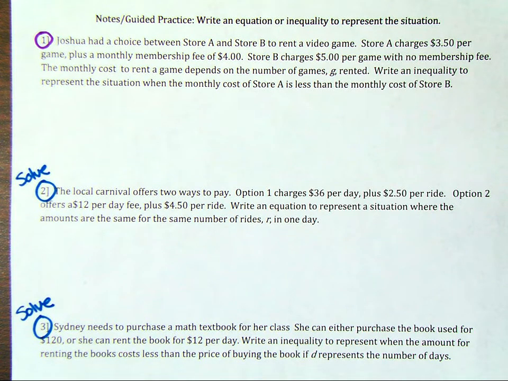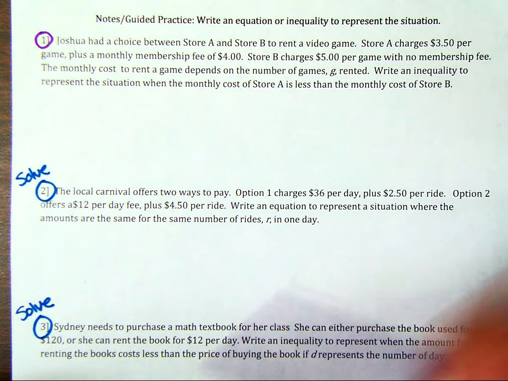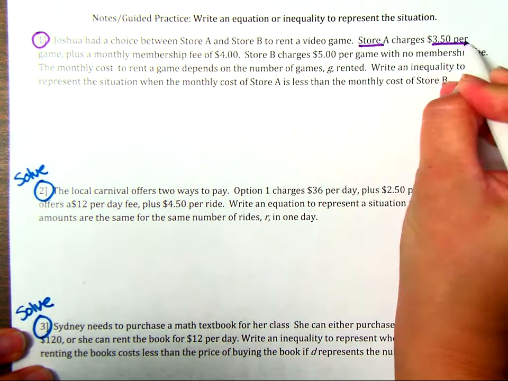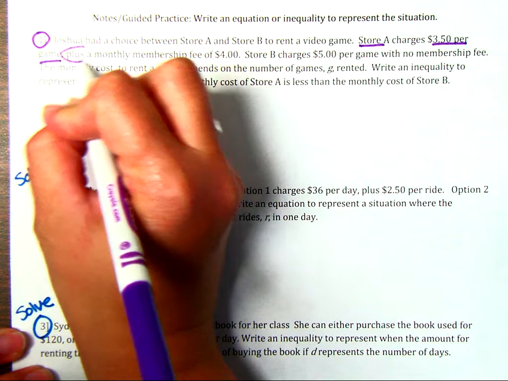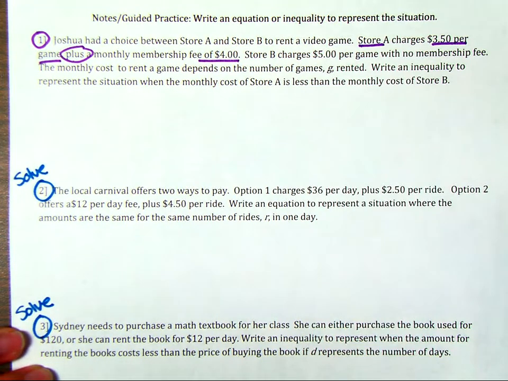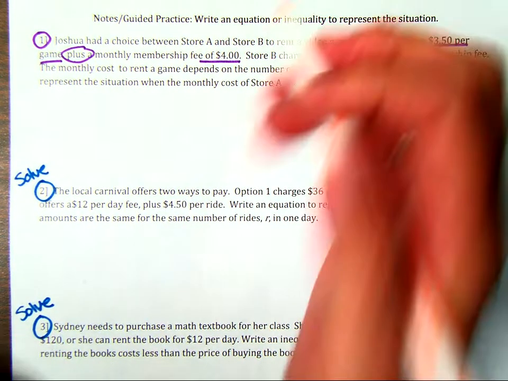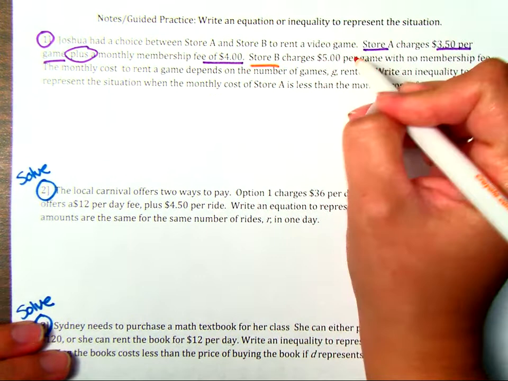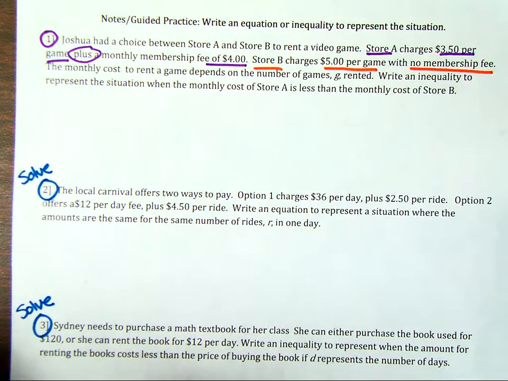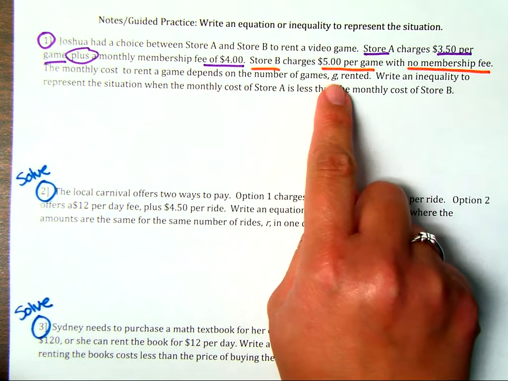So the first one says, Joshua had a choice between Store A and Store B to rent a video game. Store A charges $3.50 per game plus a monthly membership fee of $4. Store B, so I'm going to do Store B in a different color. Store B charges $5 per game with no membership fee. The monthly cost to rent a game depends on the number of games G rented. So that is my variable.